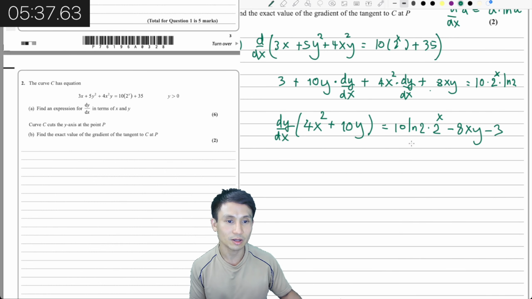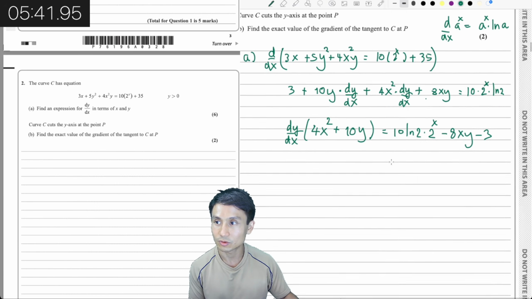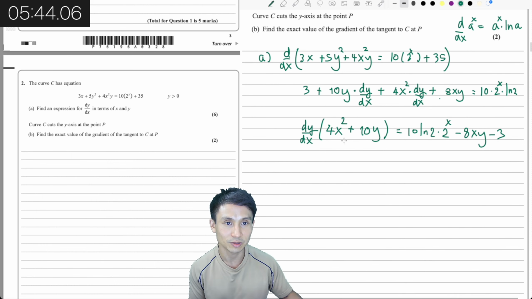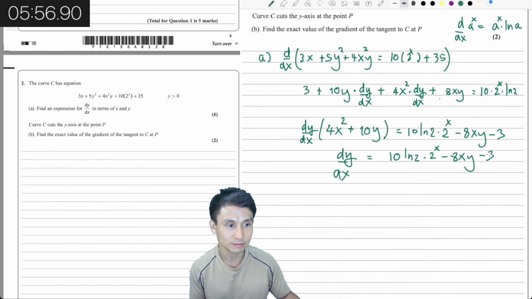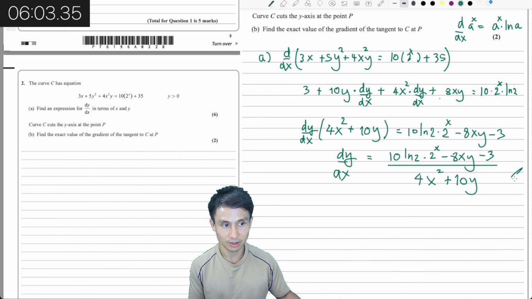And then we are going to get, I'm just tidying up space. We are going to get dy by dx equals all that divided by this, right? I don't think we can simplify anything there, so we're just going to keep it like that. And all that divided by 4x squared plus 10y. And that is done, our dy by dx in terms of x and y, so that's nice.